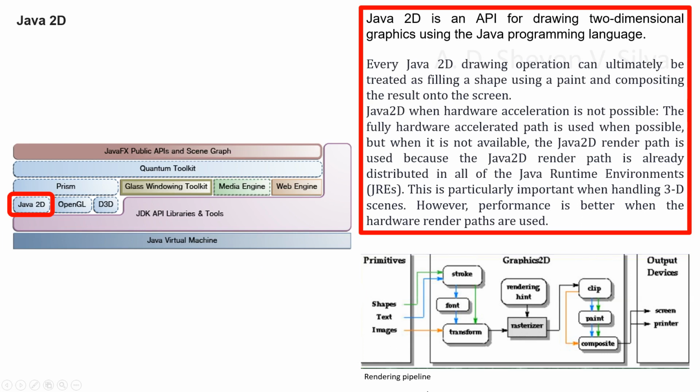Here you can see the rendering pipeline. You can see here primitives, and here Graphics, 3D, 2D, and output devices.